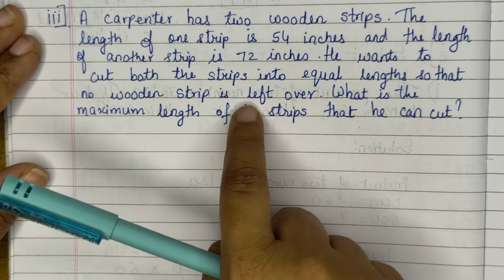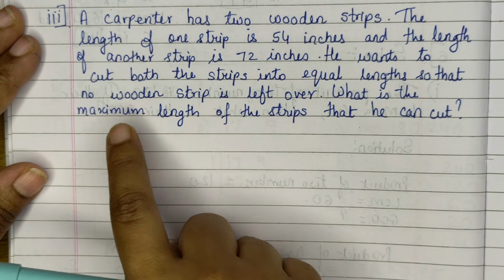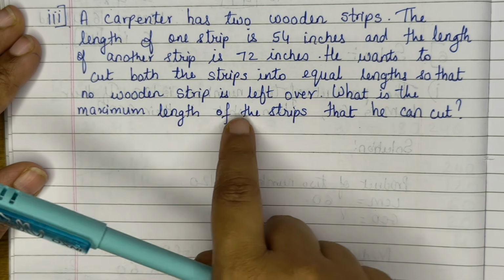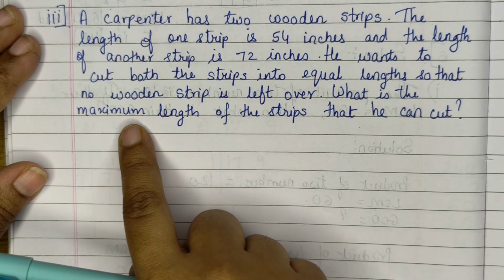When there is nothing left over, you should understand that this is a GCD word problem. And also, what is the maximum length of the strips that he can cut? Maximum. Again, maximum is given, means it is GCD. Understood?